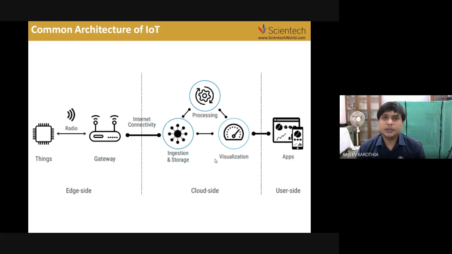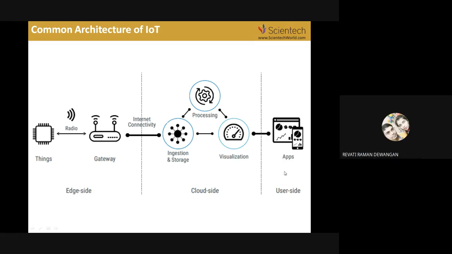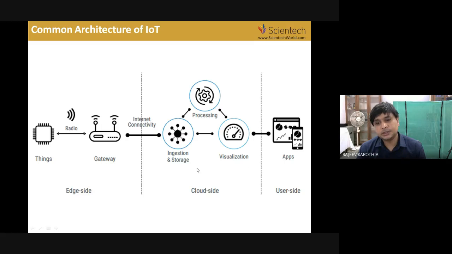If we discuss the common architecture of IoT, yesterday somebody told about the AI side, and Vaibhav Nema sir told about the cloud side things, and the user side where we can implement machine learning and deep learning. So in a common architecture of IoT, there are three different sectors: edge side, cloud side, and the user side.